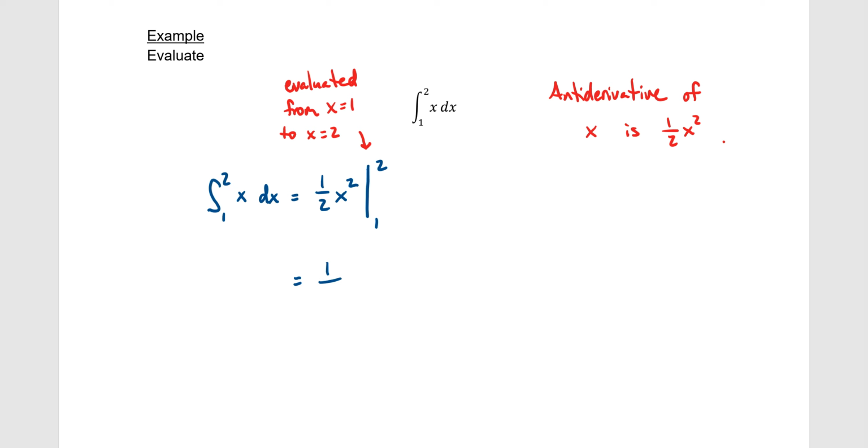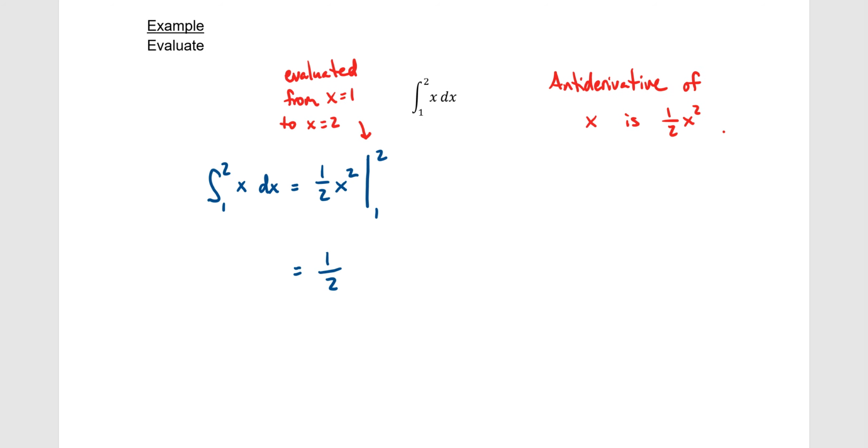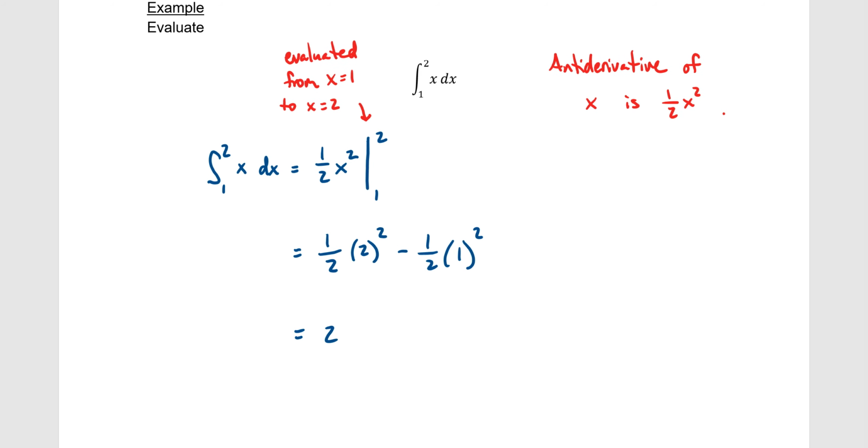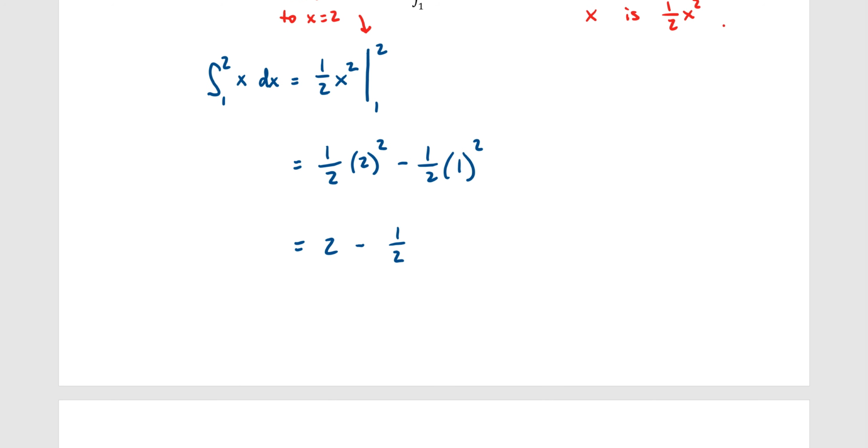So it's going to be 1/2 upper bound minus the lower bound. So it's 1/2 2 squared minus 1/2 1 squared. So all we did was plug in upper bound minus lower bound. And now we can just go ahead and evaluate this. So we get 1/2 times 4, which is 2, minus 1/2 times 1, which is just 1/2. And that gives us a value of either 1.5 or 3/2.